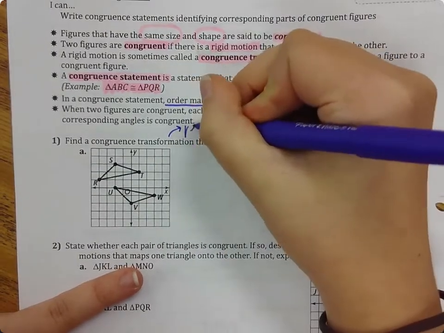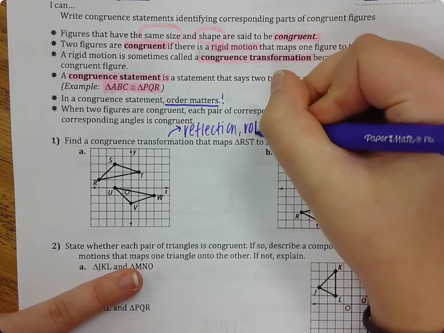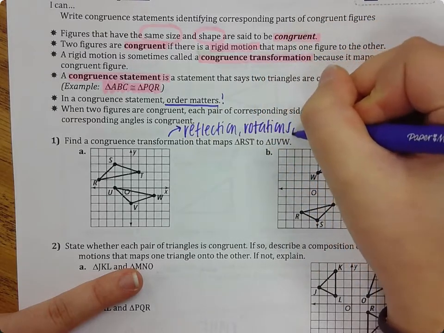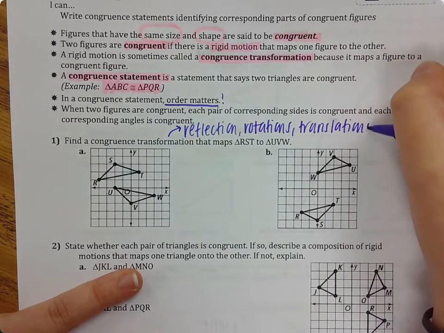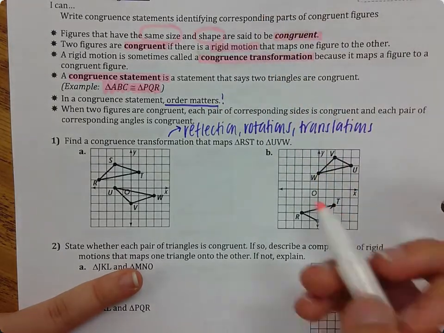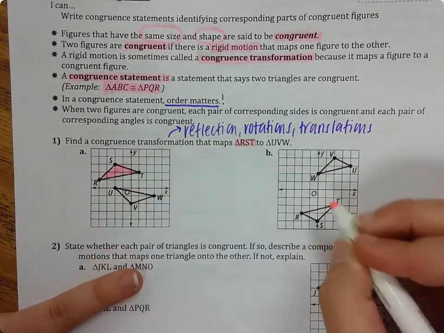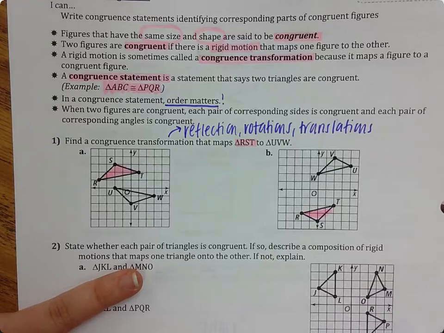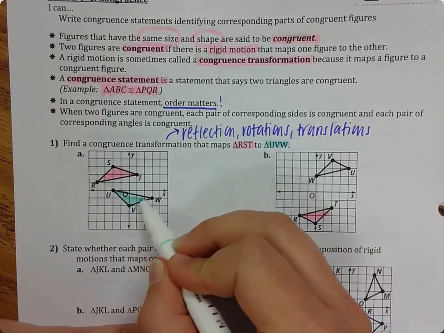So remember, our options are our reflections, our rotations, our translations. And I'm also going to color these because we're starting with RST. So we're starting with the pink one, and we're going to UVW. So we're going to the blue one.